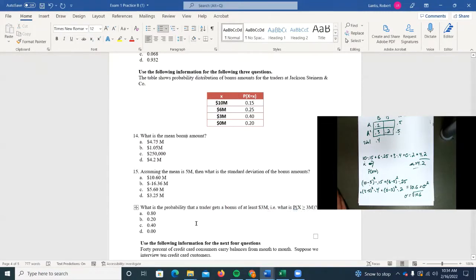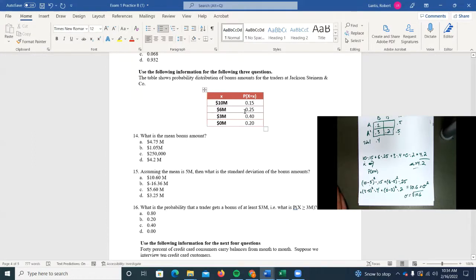If I ask you something like this, it should be one of the easier problems on the exam, as long as you pay attention to the equalities here. Okay. So let's say I gave you something like this and I said, what's the probability that you see a bonus amount be at least 3 million, or that X is 3 million or higher? Right? Well, if I want the probability that it's 3 million or higher, it's the probability it's 3 million plus the probability it's 6 million plus the probability it's 10 million. Those should just add up to 0.8, right?